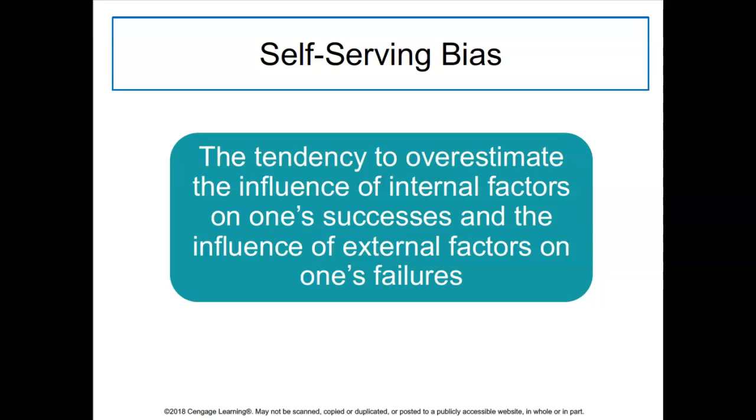Self-serving bias is the tendency to overestimate the influence of internal factors on one's success. So this is almost the opposite. What you're doing is saying, okay, I'm going to be successful because of my internal factors, and you really don't take into consideration the external factors as much as you should.